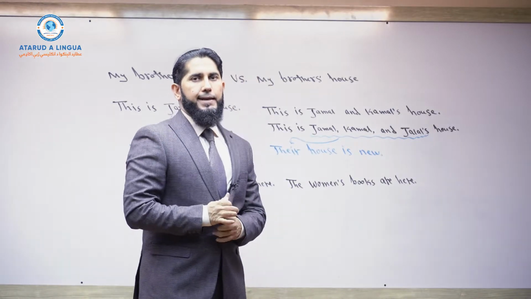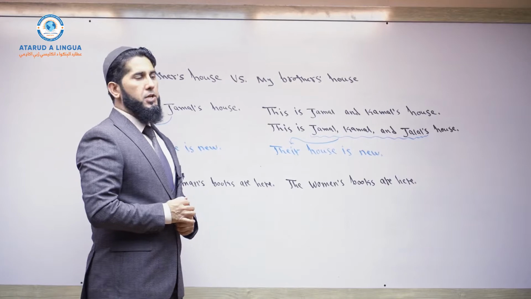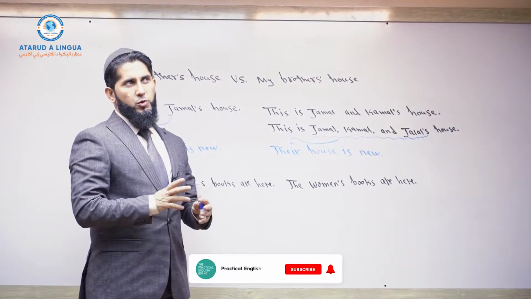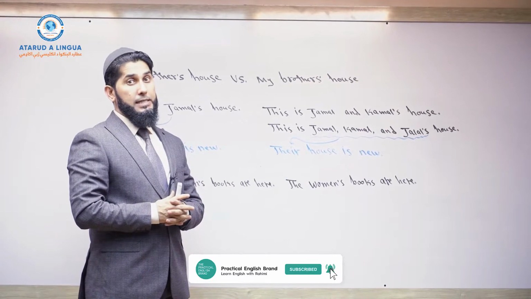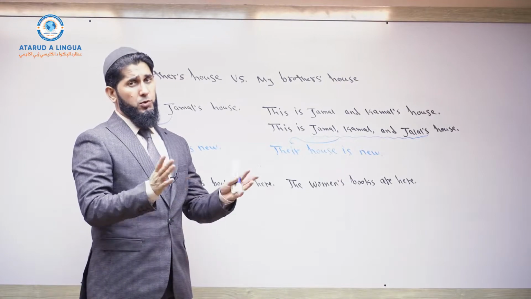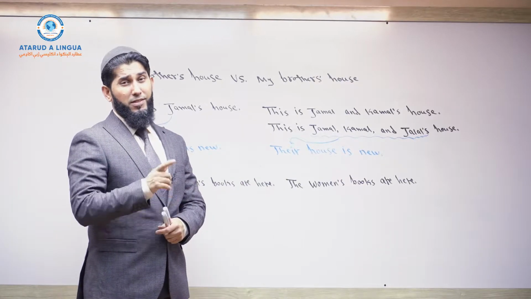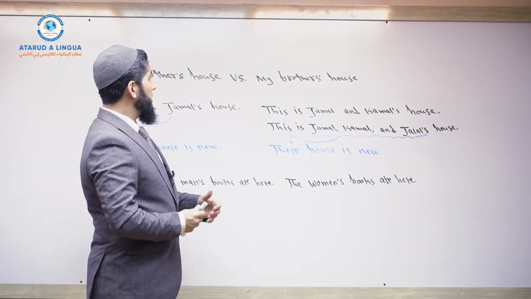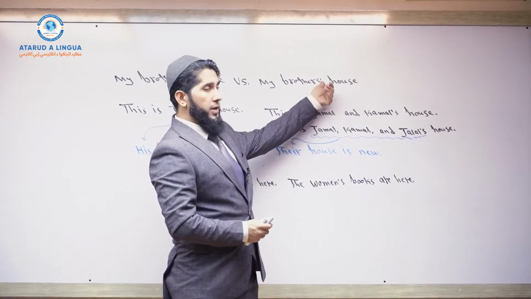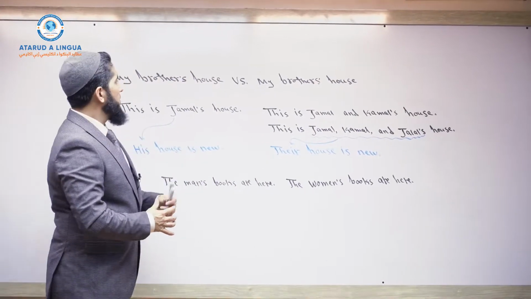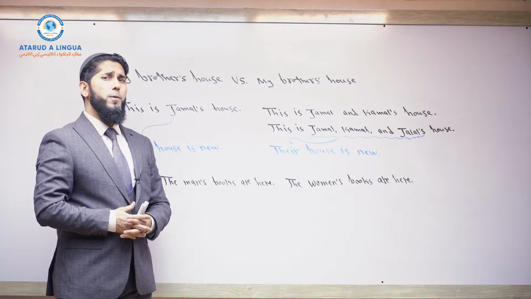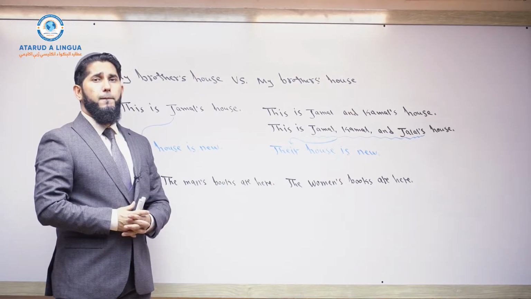Bismillahirrahmanirrahim. Today I want to teach you something very important. In written English, there is a difference, but in spoken English, there is no difference. What do you think that could be? Apostrophe before s and apostrophe after s. My brother's house, my brother's house. In spoken English, you don't know the difference.